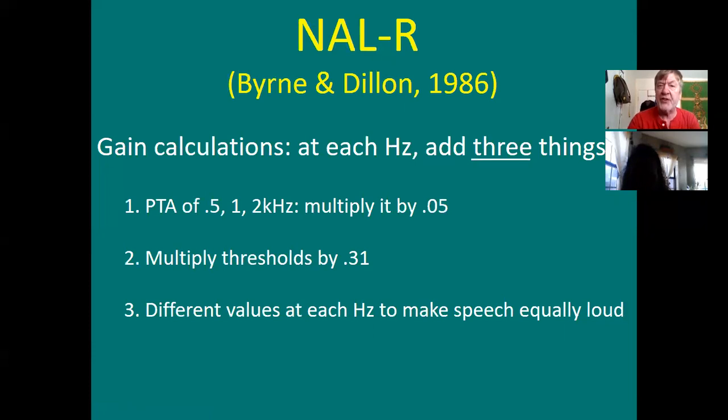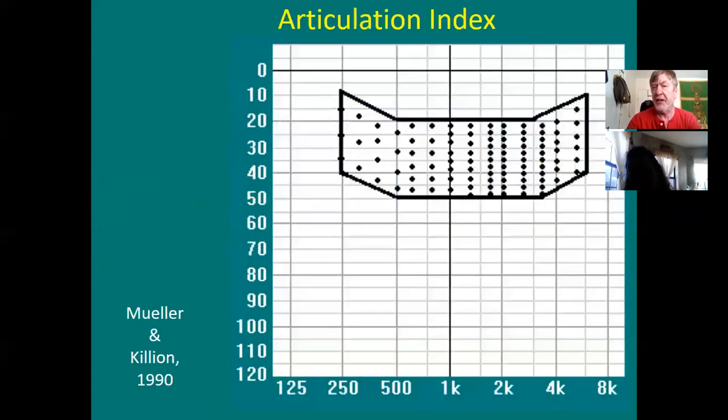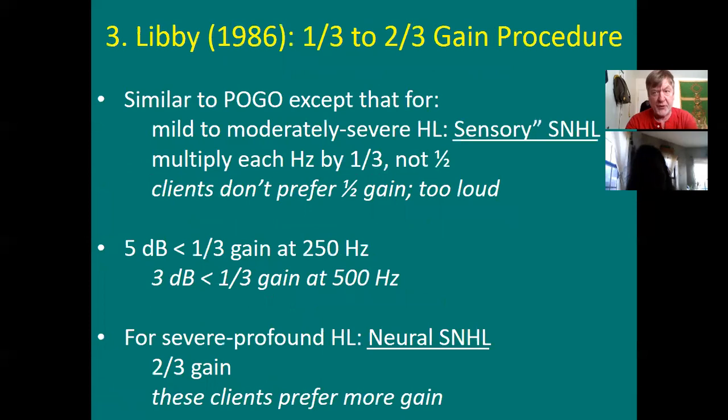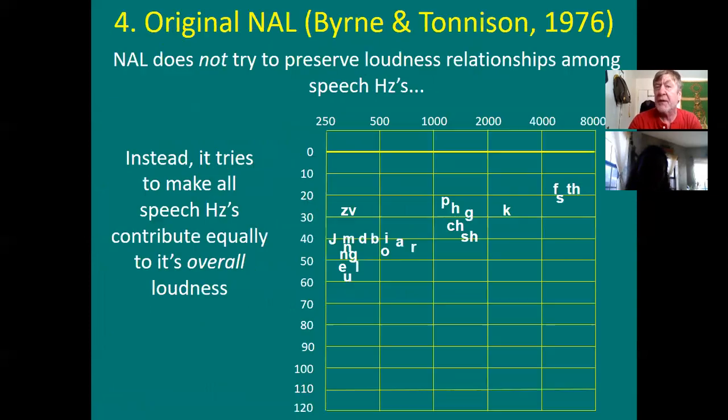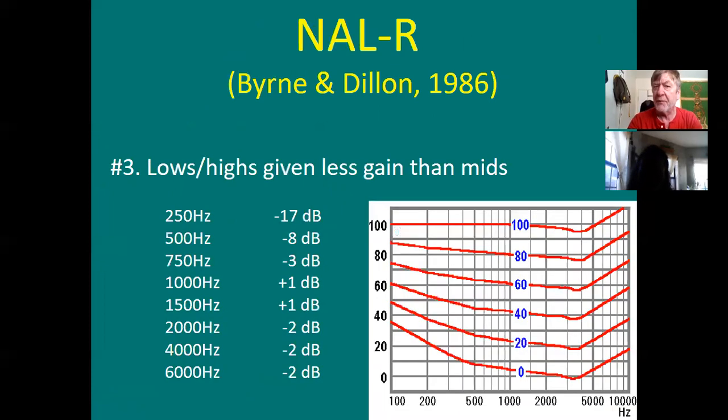And I showed you in each of the previous slides, this was Berger's target. That's how they came up with their target. And you had POGO's target. That's how they came up with their target for any particular hearing loss. Libby had their own method of choosing targets, third gain or two-thirds gain, and NAL had these three steps that they added together to get their target for any particular fitting method.